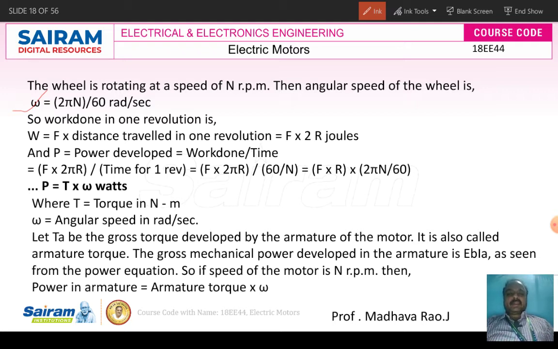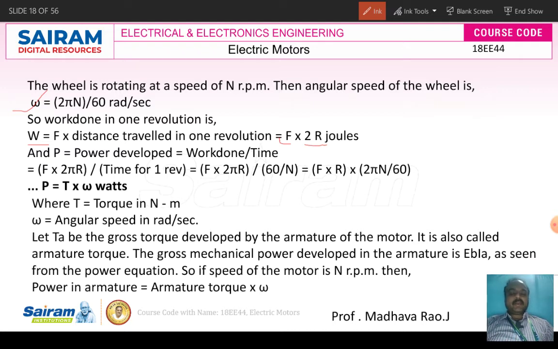Now the work done in one revolution. Once the wheel is rotating, work will be done, and due to the force the wheel rotates, so torque will be developed. Work done W is equal to force into distance traveled in one revolution. In one revolution the distance traveled by the wheel is 2 pi r, so W is F into 2 pi r joules.